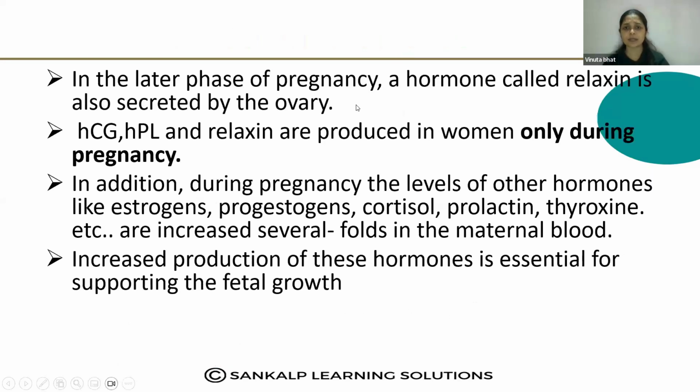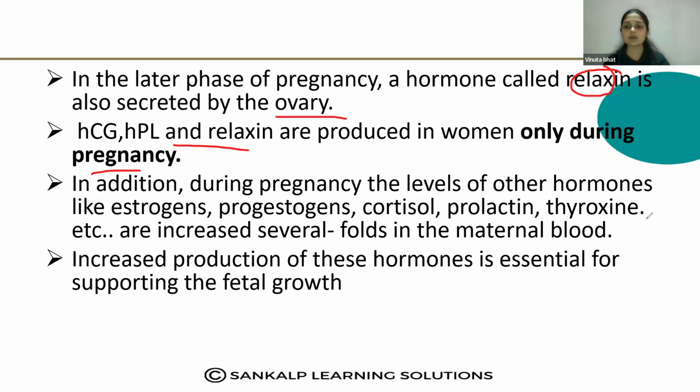In the later phase of pregnancy, the hormone called relaxin is released by the ovary. So in the later phase of the pregnancy, the relaxin hormone is also released, and HCG, HPL and relaxin are produced in the woman only during the pregnancy. Remember this point: HCG, human chorionic gonadotrophin, HPL, human placental lactogen and relaxin are produced in women only during the pregnancy.